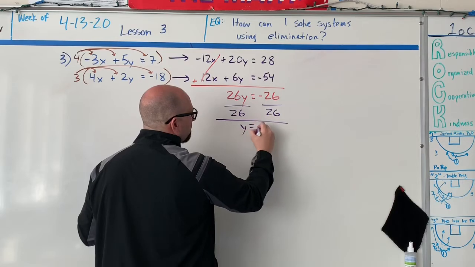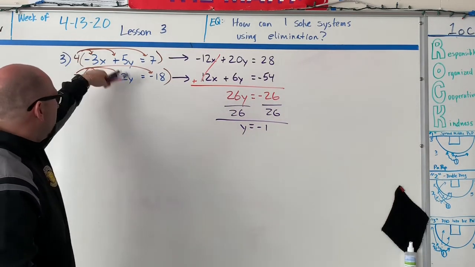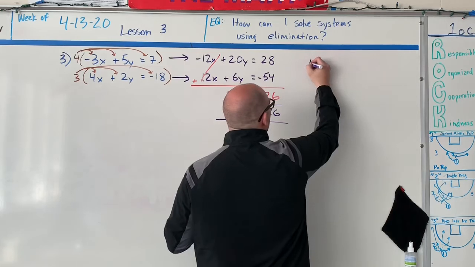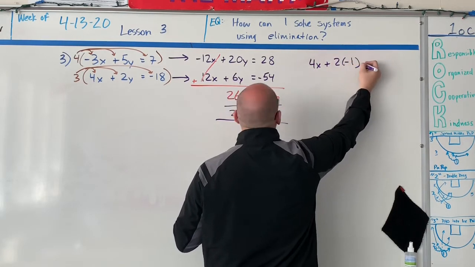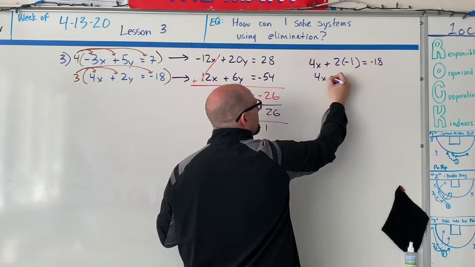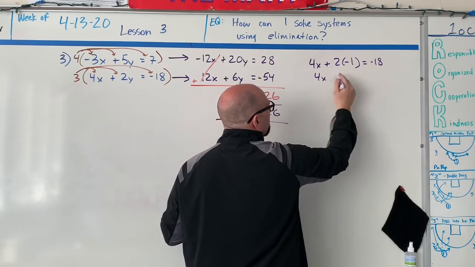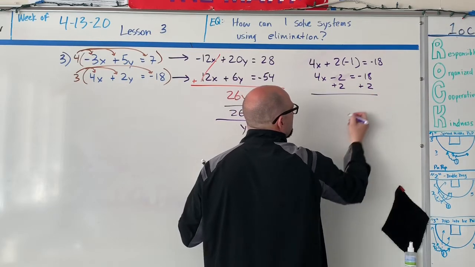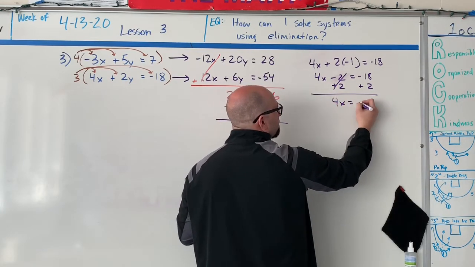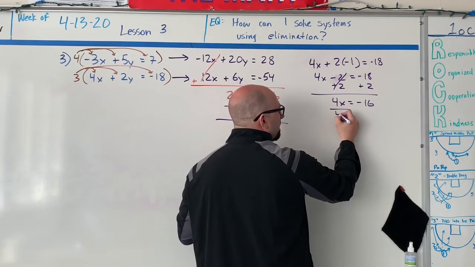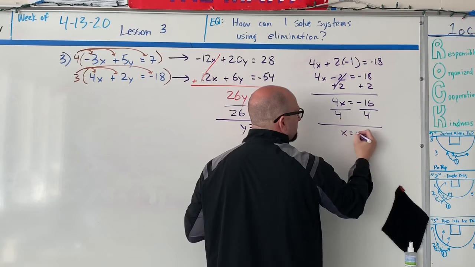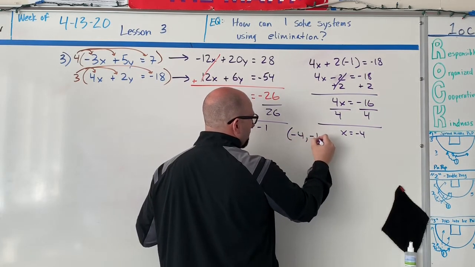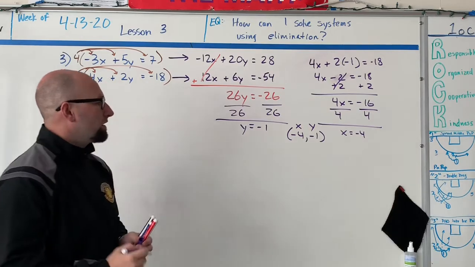y equals -1. Now we're going to take either of these equations and plug in -1. So I'm just going to take 4x plus 2y. So I've got 4x plus 2 times -1 equals -18. So 4x minus 2 equals -18. Let's add 2 to both sides. It goes away. 4x equals -16. Divide by 4 on both sides. x equals -4. So there you go, -4, -1. That's x, y. Don't get that twisted.